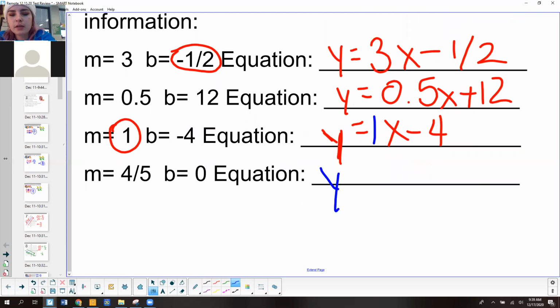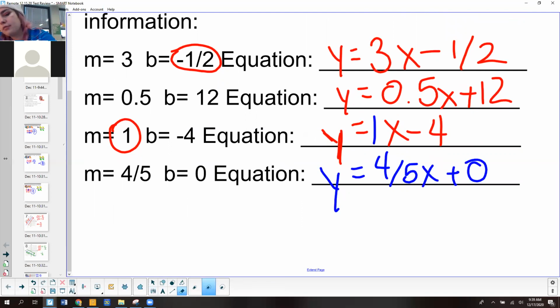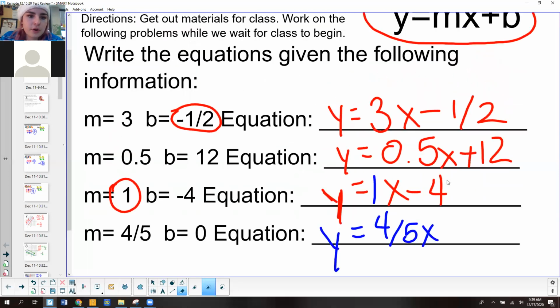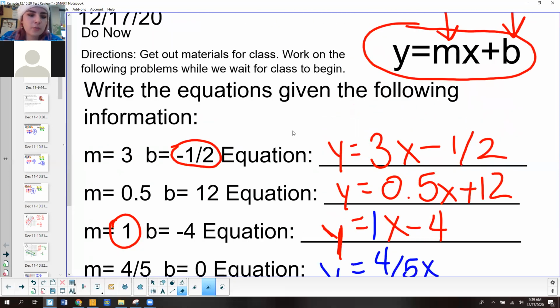All right, and then this last one, we've got m equals 4/5. So I'm going to do y equals 4/5x. And then it says b equals 0. Well, for that one, we can either write plus 0, but remember we discussed this yesterday. We don't actually have to. We can just leave it as y equals 4/5 x because that's a proportional relationship. It doesn't move up or down the y-axis at all. It's just starting at 0. So those are how we do that. Remember, whenever you see m equals something, b equals something, you just need to plug that into that format.